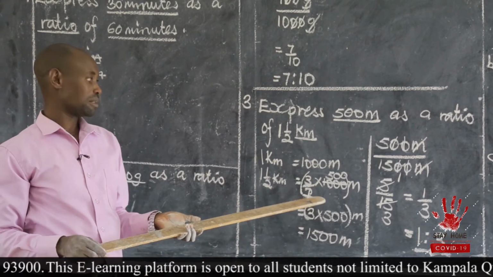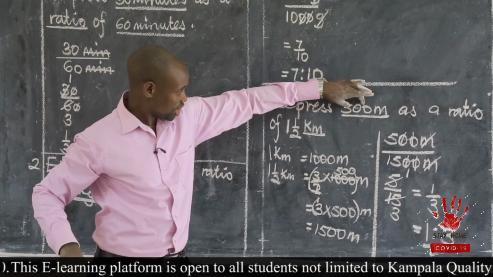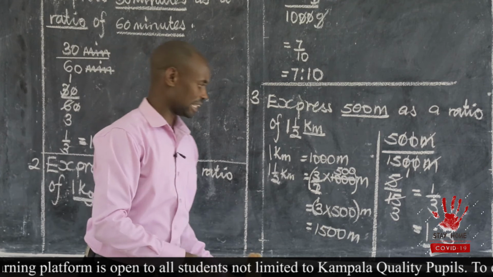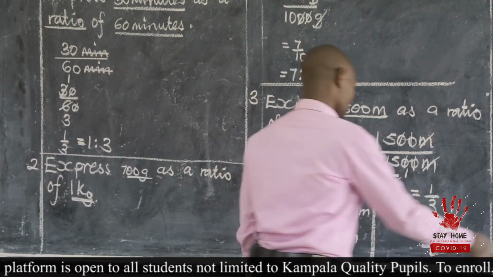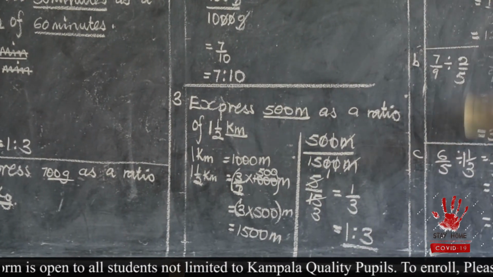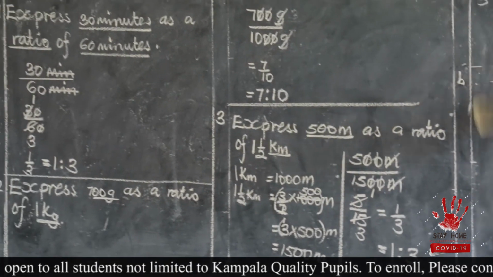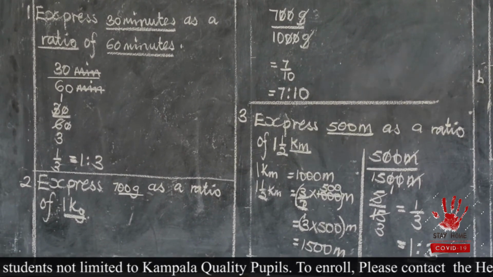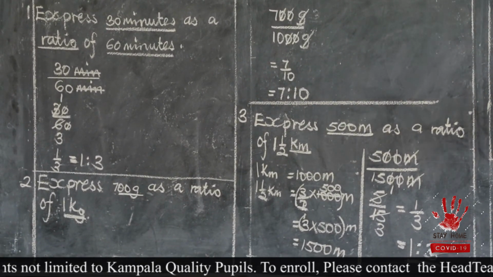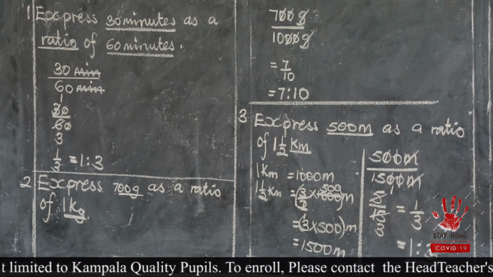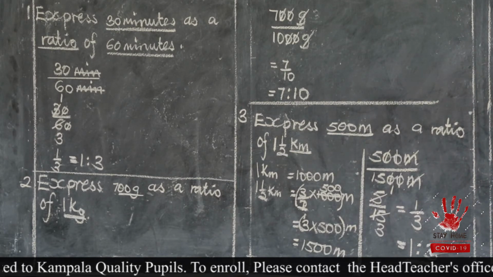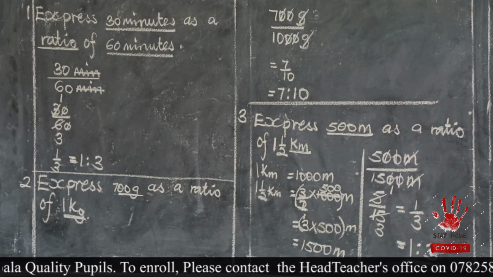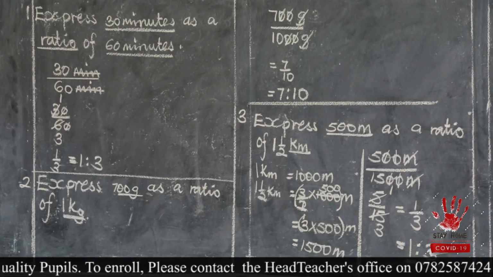I want to use the same example. This time I want to change this one to kilometers, and we see whether we shall get the same answer. So that next time when you are to choose what to convert, at least you are sure that even your friend who has converted what you have not converted will get the same answer you have got.